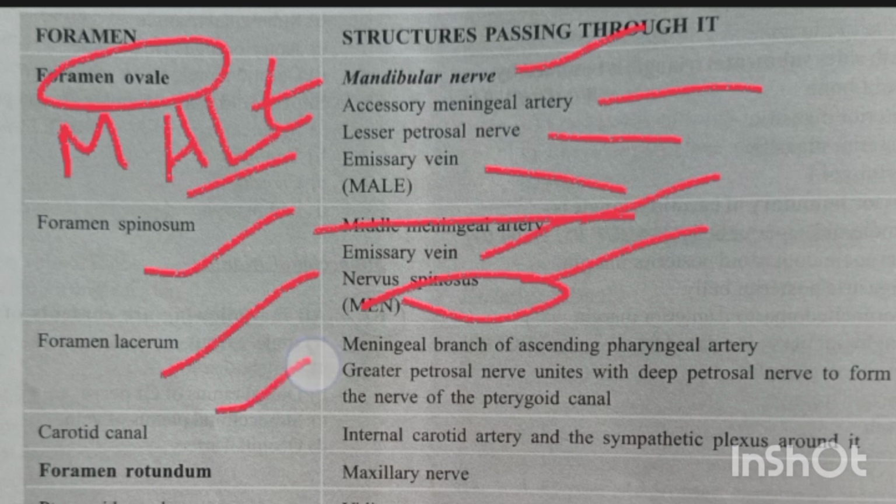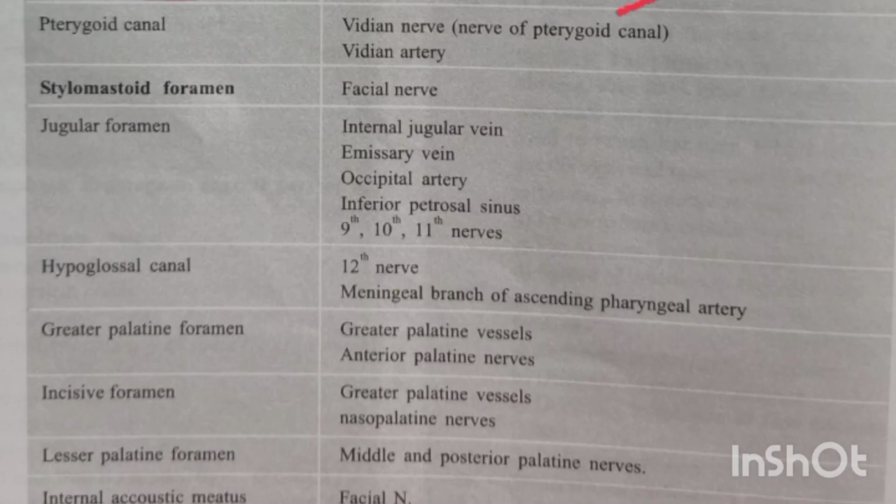Next, carotid canal. Here, the internal carotid artery and the sympathetic plexus around it. These are the structures passing through the carotid canal. Foramen rotundum. A girl wearing maxi rotating. Here, the structure passing through the foramen rotundum is the maxillary nerve. Next, pterygoid canal. Median nerve and median artery. Stylomastoid foramen, facial nerve.